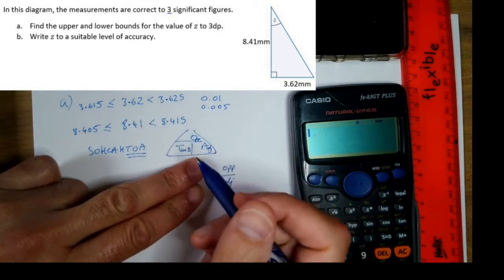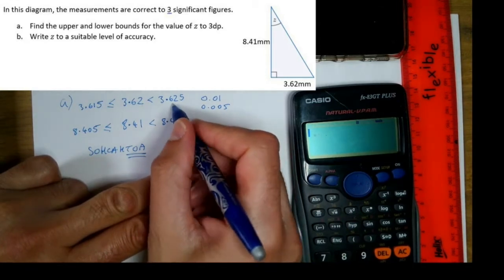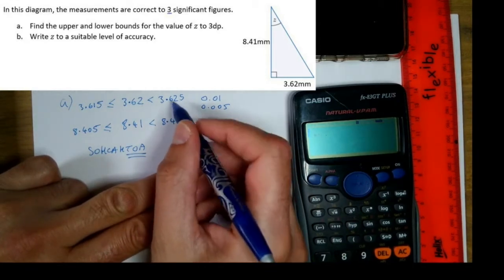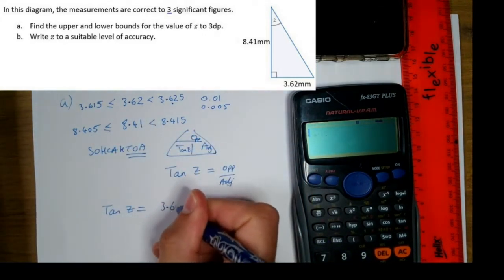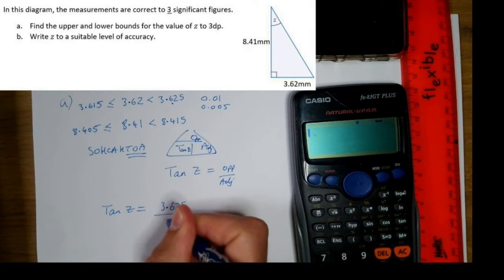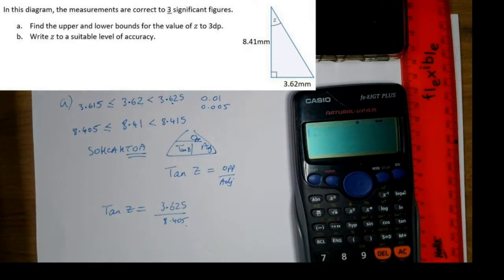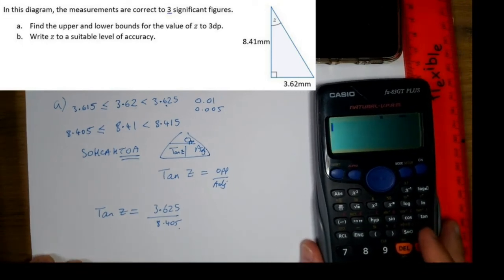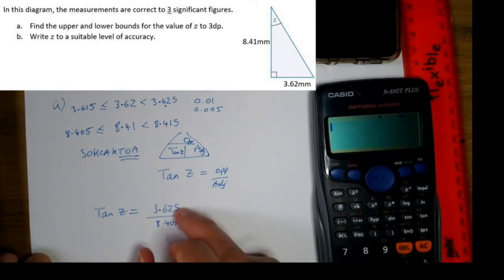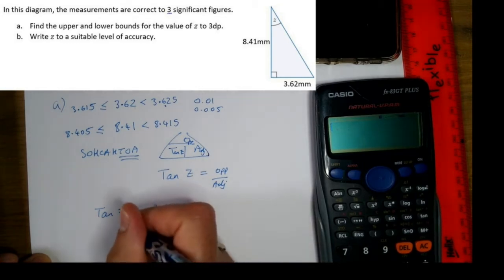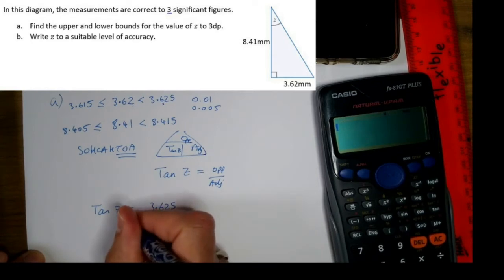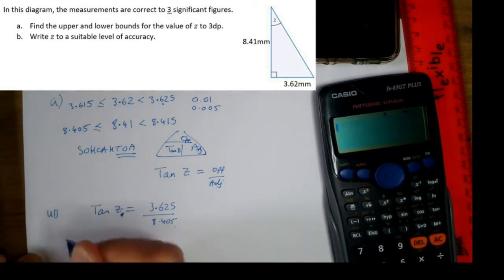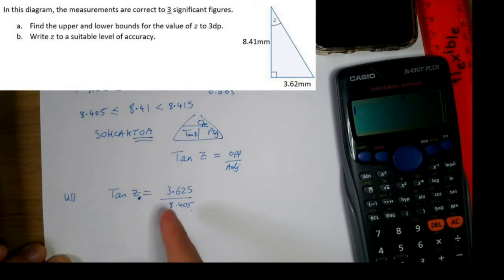Now if we want this to be as big as possible, we want the biggest thing on the numerator, which will be that one, and the smallest thing on the denominator. So we want 3.625 divided by 8.405. That's going to give us what I think will be the upper bound, because this is giving us the highest value of the division. I'll put UB there, upper bound. I'll work that out in a second.